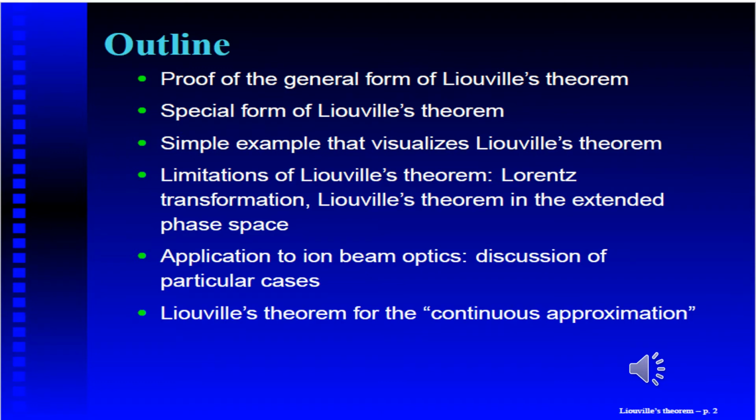Starting with the outline for Liouville's Theorem, we are going to first discuss the proof of the general form of Liouville's Theorem, and the special form of Liouville's Theorem. Then we are going to discuss a simple example that realizes Liouville's Theorem. Then there are some limitations of Liouville's Theorem. The Lorentz transformation, Liouville's theorem in the extended phase space. There are some applications to ion beam optics, discussion of the particular cases. Then Liouville's theorem for the continuous approximation.